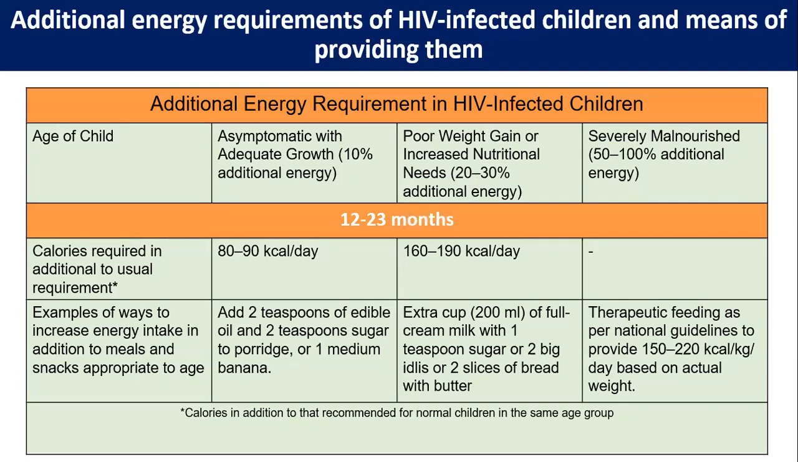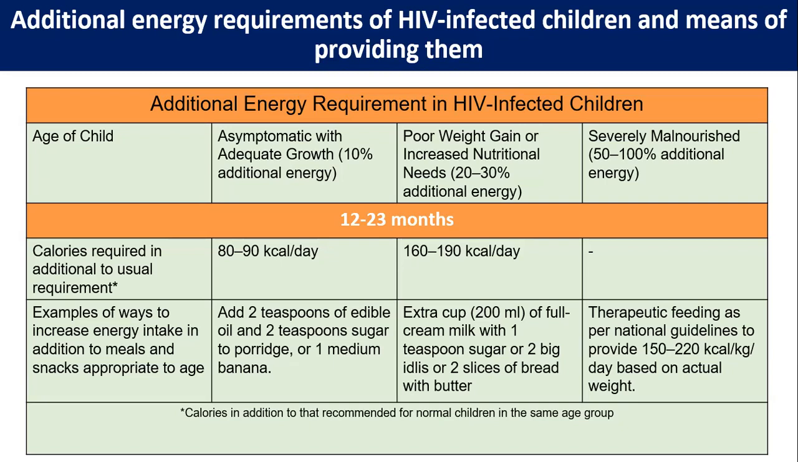Now, similarly, for 12 to 23 months of age, we can see they're adding 2 teaspoons of edible oil or 2 teaspoons of sugar. Earlier, it was 1 teaspoon of sugar. Now it is 2 teaspoons of sugar to provide additional energy of 90 kilocalorie per day.